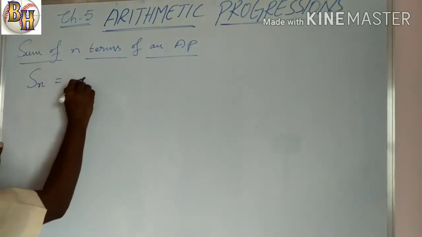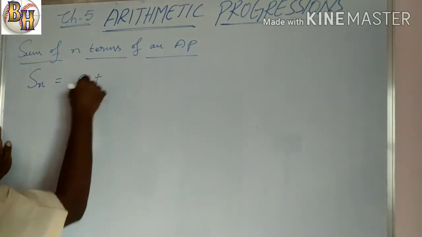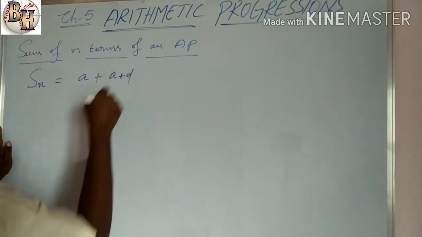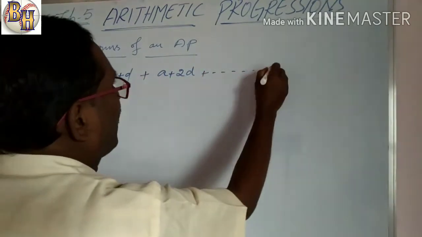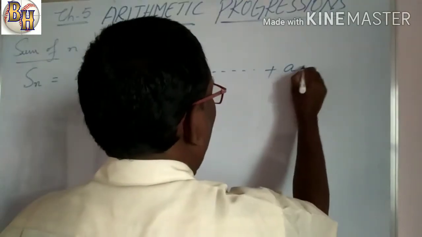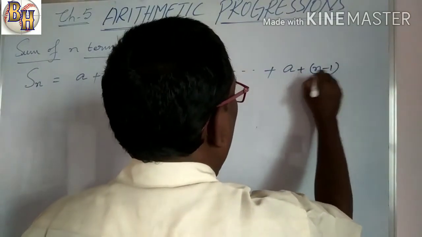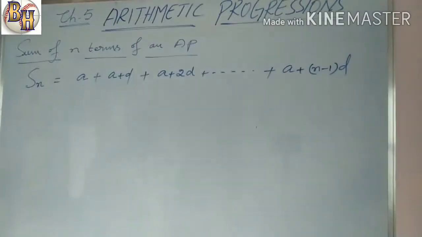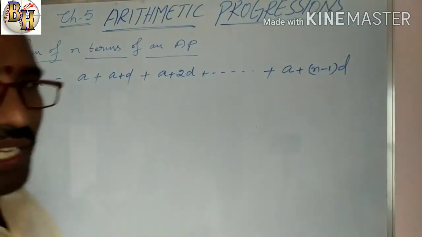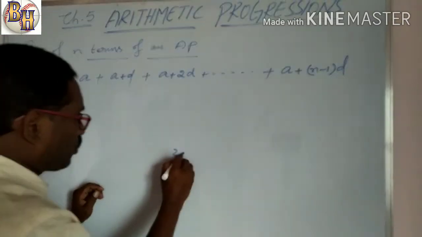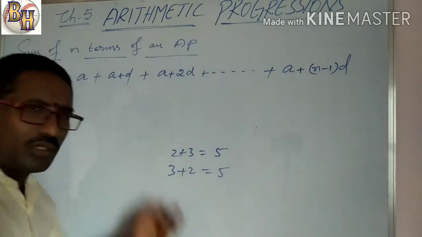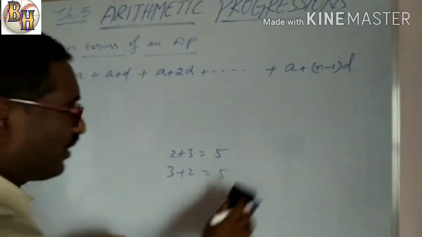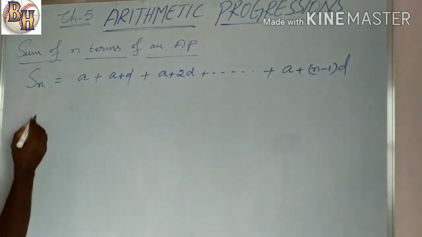How to write? This is equal to the first term A plus, what is the second term? A plus D. Third term A plus 2D, and so on, plus the nth term, which is A plus (n minus 1) into D. So this formula, the same only. I will write it in reverse. Suppose, for example, 2 plus 3 is equal to how much? 5. And 3 plus 2 is equal to how much? 5. Both are the same, no? The meaning did not change, so we can write it in reverse also. So that's why I will write the reverse.